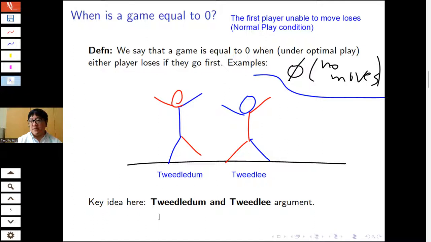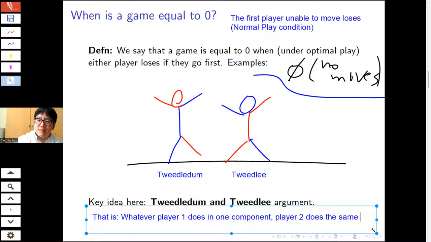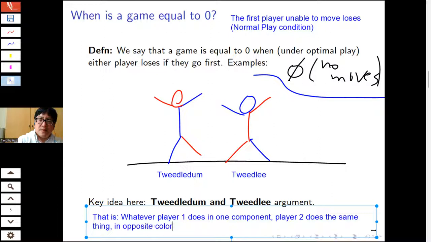So this here is a second player loss game because no matter who goes, whether it's red or blue, the idea is that I should have written down the Tweedledum and Tweedledee. That's probably easier at this point. So whatever player one does in one component, player two does the same thing in the opposite color in the other.